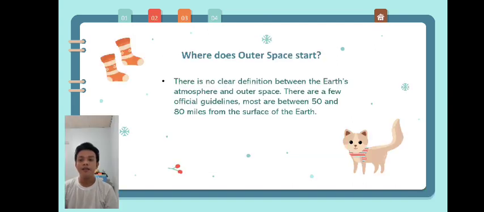So this is the question. So where does outer space start? So there is no clear definition between the Earth's atmosphere and outer space. There are a few official guidelines. Most are between 50 and 80 miles from the surface of the Earth. So according sa na-research ko, tinatawag na Kármán line. So, Kármán line is the boundary of the Earth's atmosphere and the outer space.